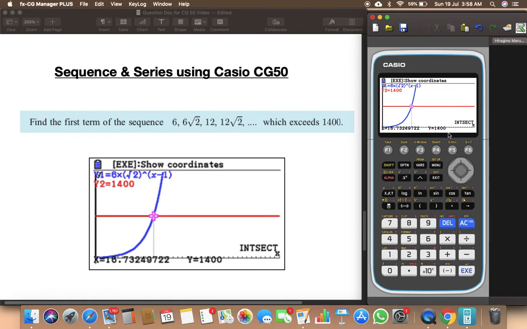At 16.73, the value of y is 1400, so definitely the next value of x would be 17, and the y value would be higher than 1400. So 17 is the correct answer. Or here you can try using the trace function as well, and using the trace function you can also find out the values, right? You see 16.428 is 1260, 16.7 is 1406. So the next integer is 17. That is where the sequence exceeds 1400.